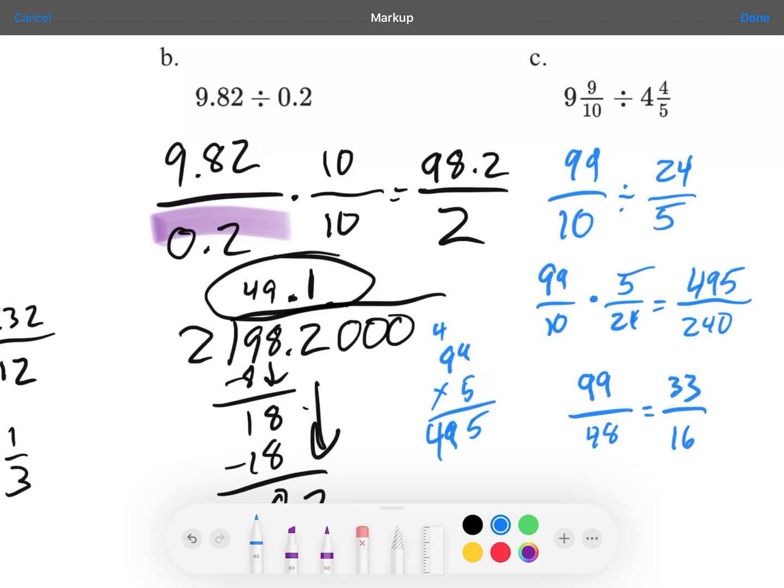Yep, it is 16. So at this point, I could probably just rewrite this. How many 16s go into 33? 2 of them, because 16 times 2 is 32. So 2 with 1/16 left over.